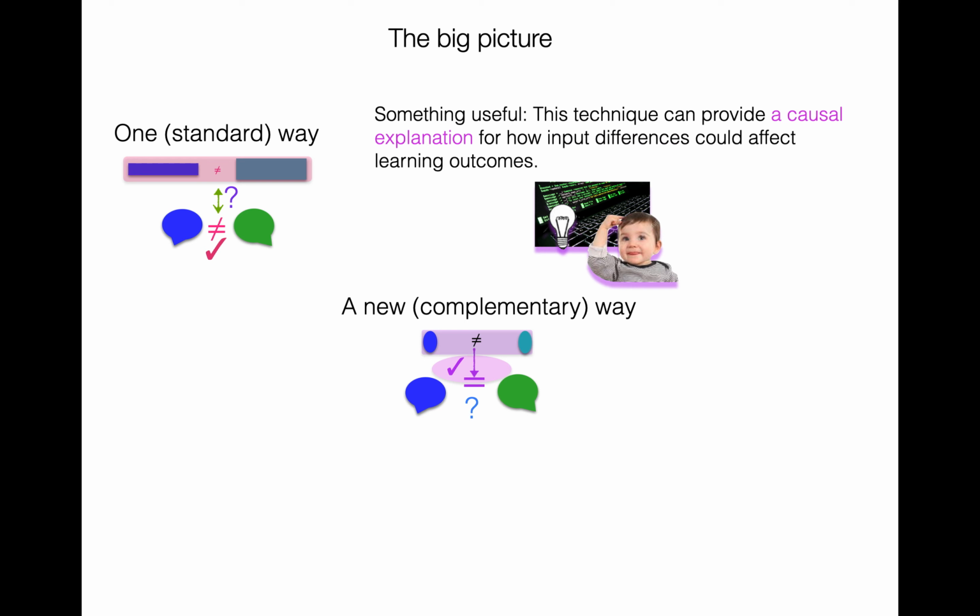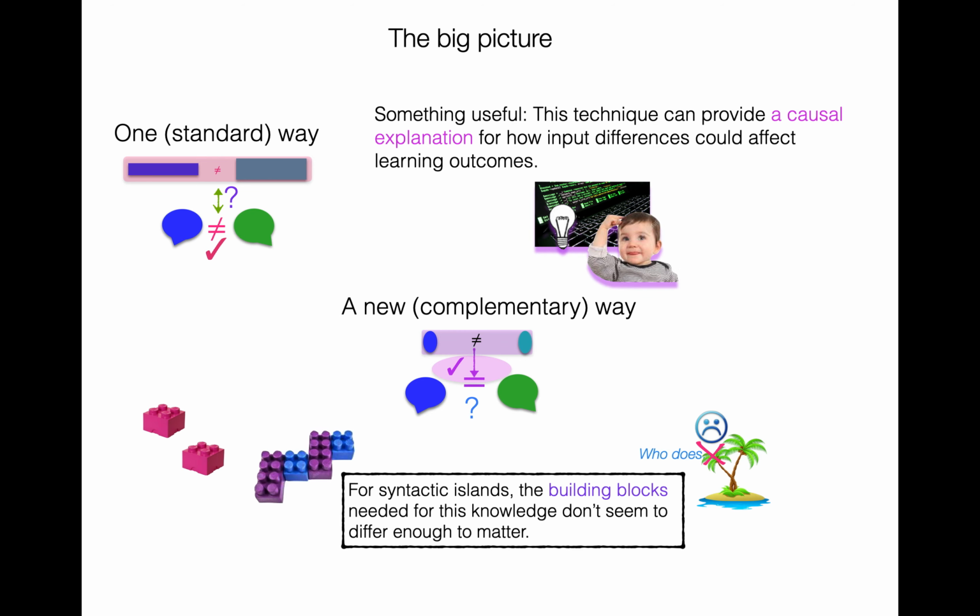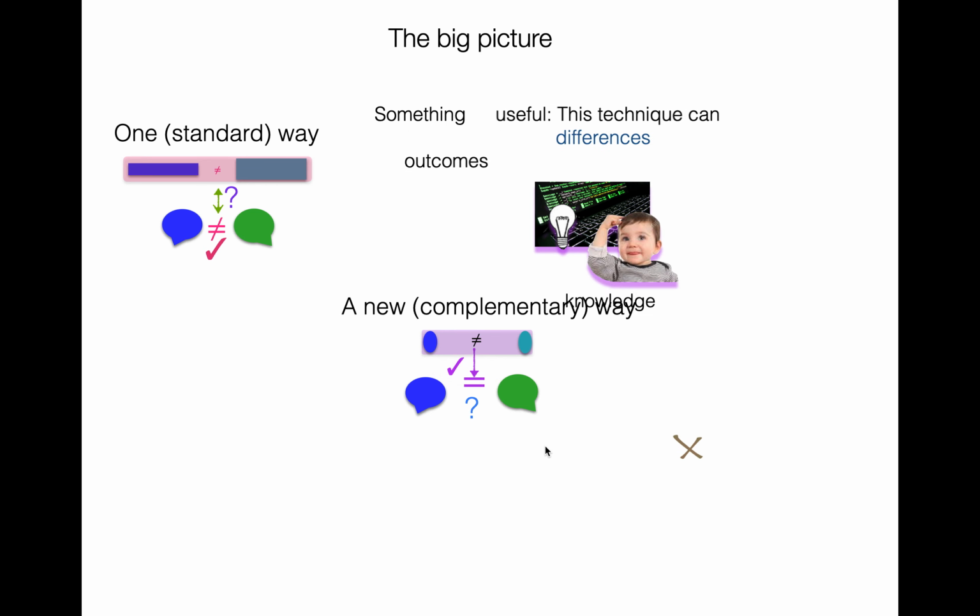So something useful is that this technique can provide a causal explanation for how input differences could affect learning outcomes, right? So we still have to measure that learning outcome, but we can predict why the learning outcome ought to be a certain way on the basis of that input. And for example, whether it's meaningful. For syntactic islands, the answer is that the building blocks needed for this knowledge don't seem to differ enough to matter, to yield differences in predicted outcomes.